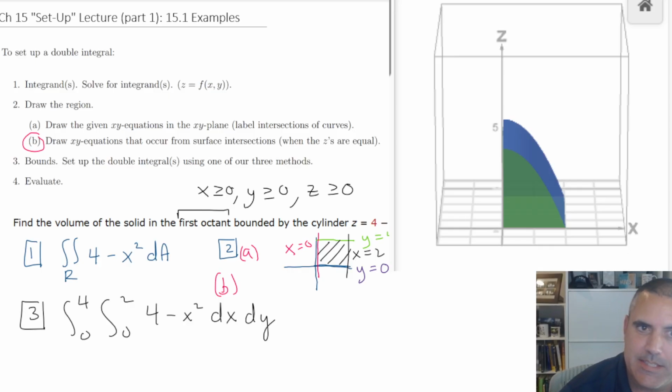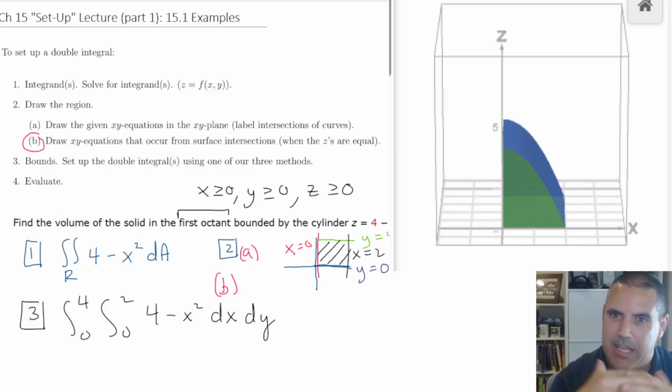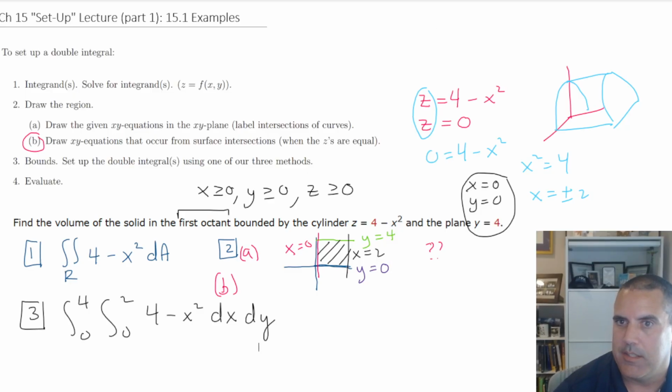Okay, that's the second step. If they give you a bunch of equations and they don't define a region, and they're claiming it's a solid, then the surfaces have to meet. If you just build that into routine, then you'll be able to find it. Okay, that's our first instance of that.